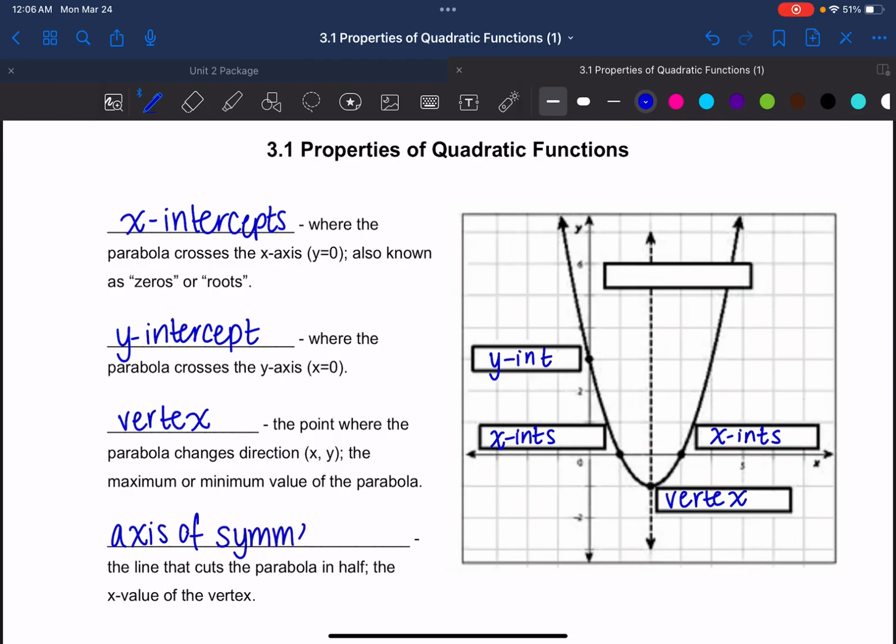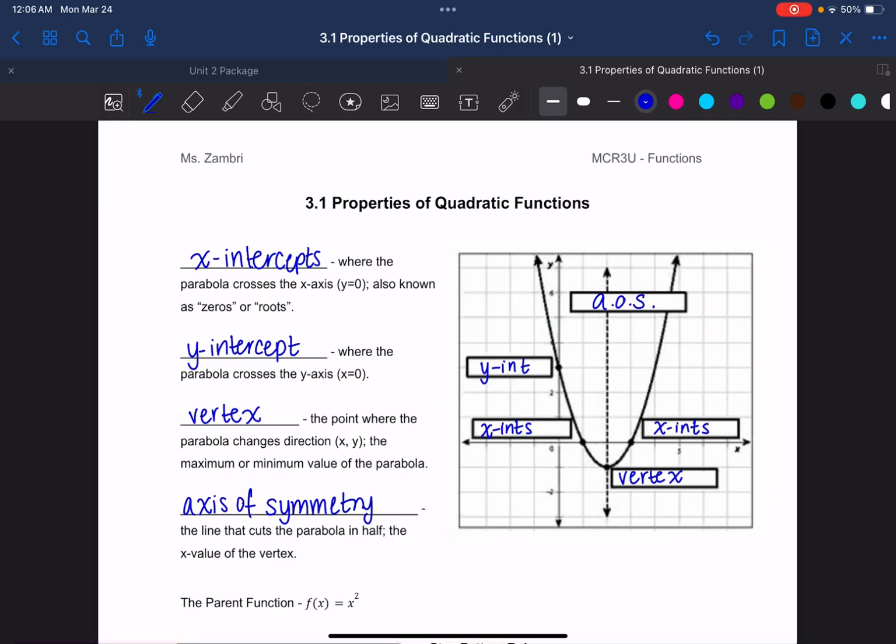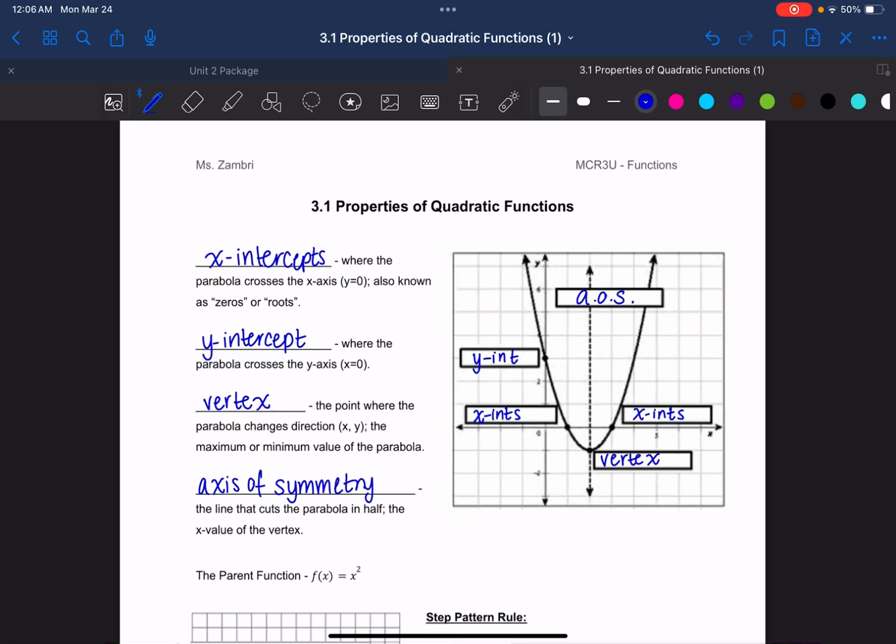And then last but not least, we've got the axis of symmetry. It's kind of in the word: when we're talking about symmetry, we're looking for the line that can directly cut this parabola in half. We usually use a dotted line, as you can see in the image, and it goes directly through the x value of the vertex. So that is one way we can define it or relate it to the vertex.